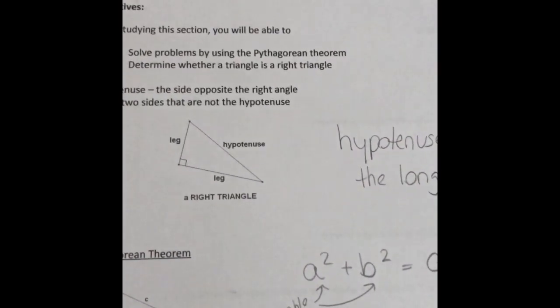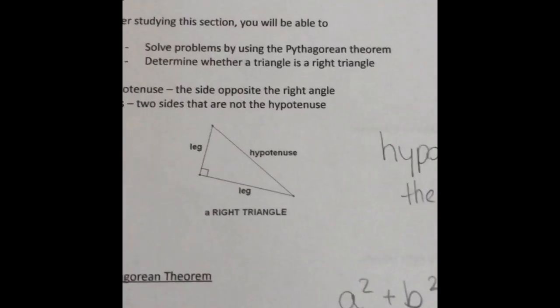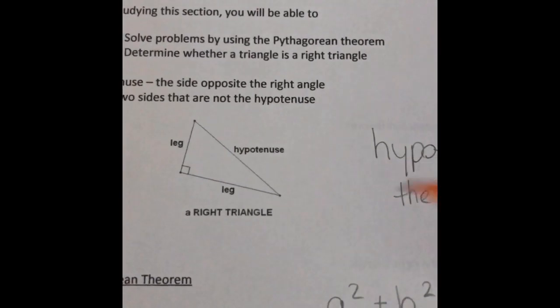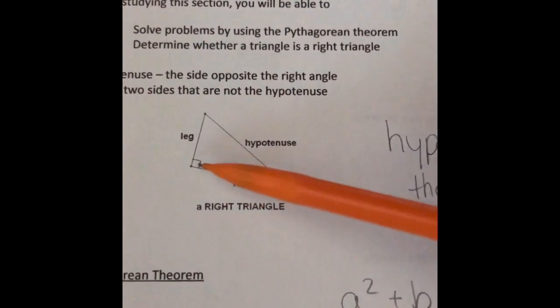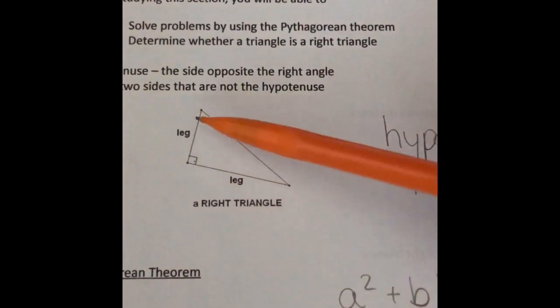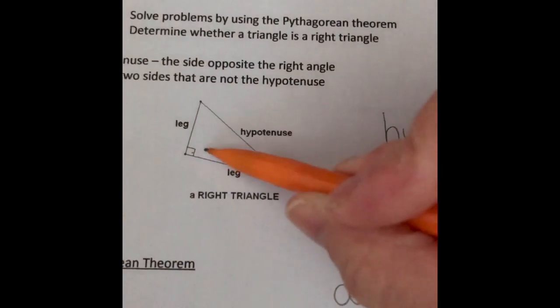We're going to review the famous Pythagorean theorem. The Pythagorean theorem applies to right triangles, and the sides of a right triangle are called our two legs. Both of your legs touch the right angle, and it's really important that you know the legs touch the right angle, and the hypotenuse is always opposite that right angle.